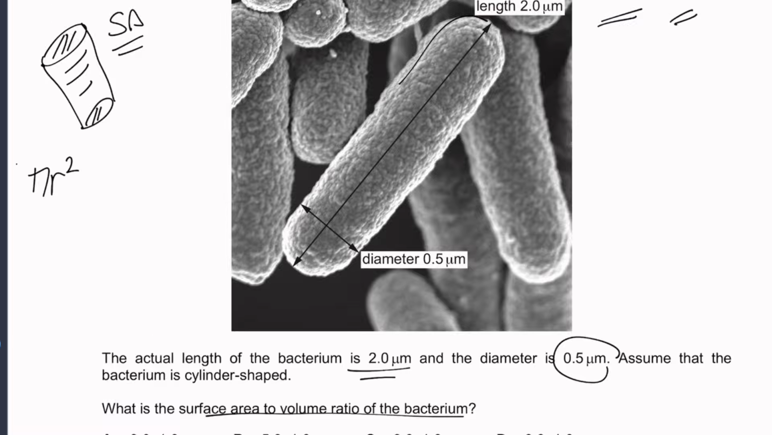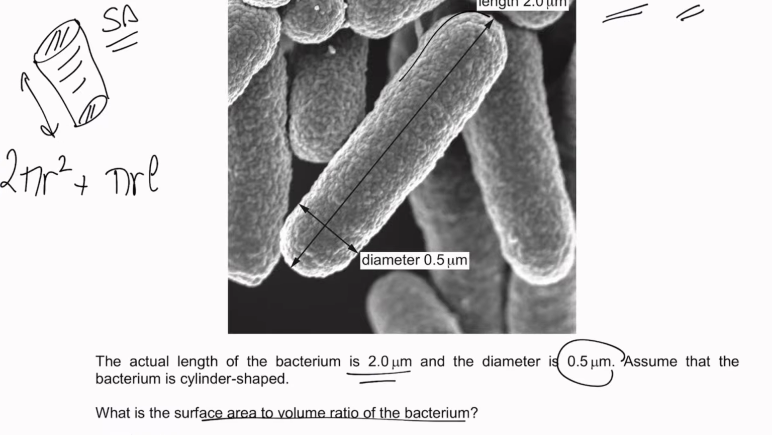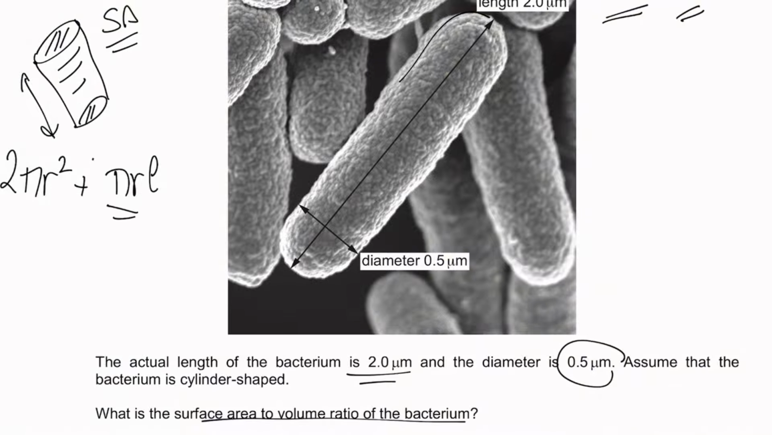We have 2 circles, so it's 2 pi r squared. The area of the curved region is going to be the circumference of the circle times the length. As I mentioned, it's the circumference, so it's not just pi r, it's 2 pi r, because 2 times r is the diameter. Anyway, it's a mathematical formula. I need you guys to memorize it, please.